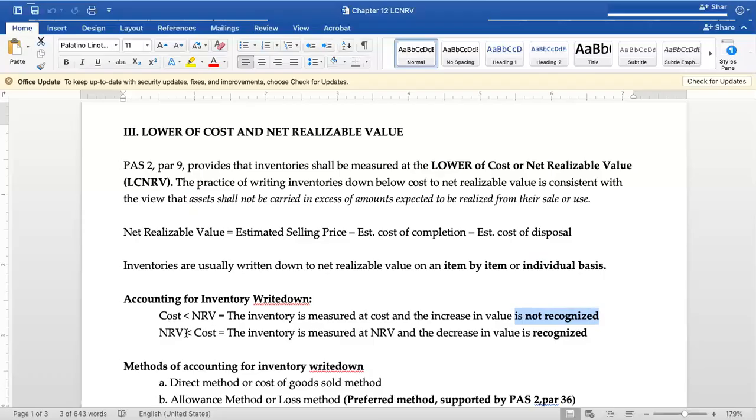How about if the net realizable value is lower than the cost? So the inventory is measured at net realizable value because it is lower, and the decrease in value is recognized as loss on inventory write-down. So again, assets shall not be carried in excess of amounts expected to be realized from their sale or use. So dapat dili daw nato i-record ang inventory nga lower kaysa sa iyang realizable value.